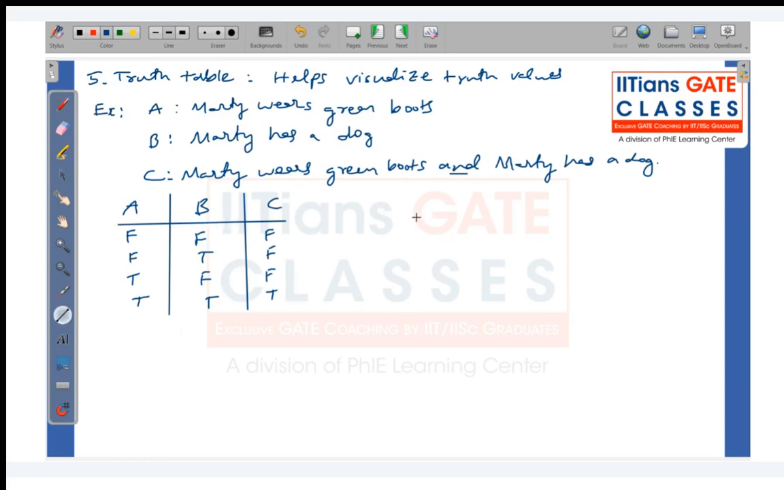Another way of writing this is, instead of false I can write 0, and instead of true I can write 1. So 0, 0, 0, 1, 1, 0, 1, 1, and it is 0, 0, 0 and 1. Okay, so one of these two you can use. Let's look at the types of connectives.